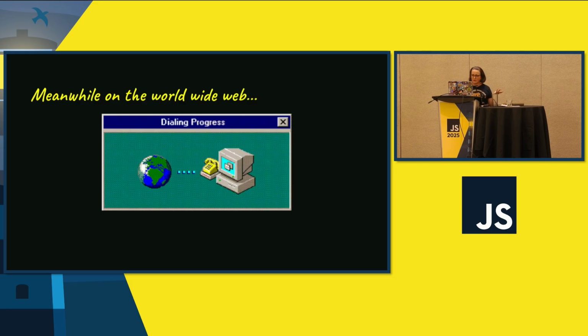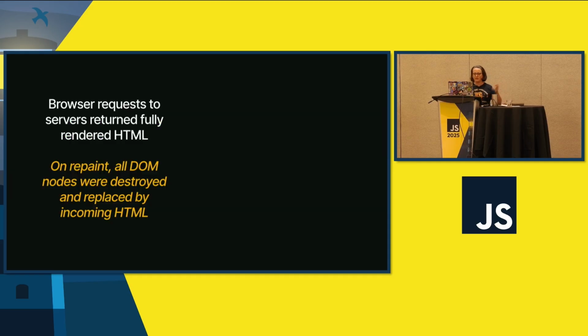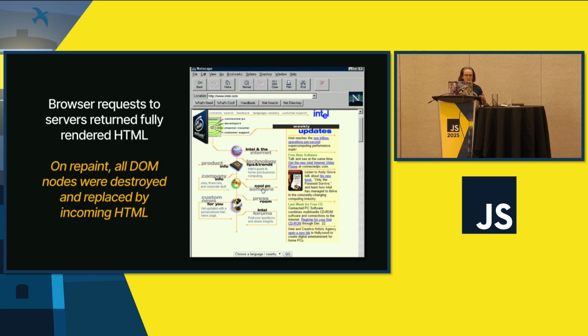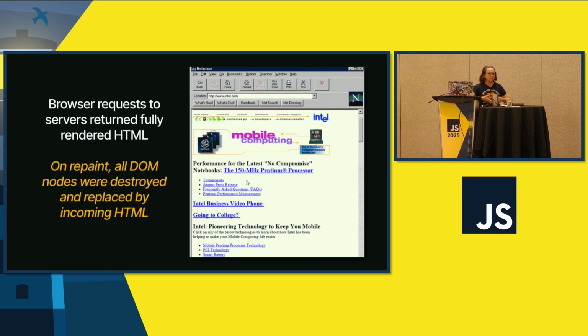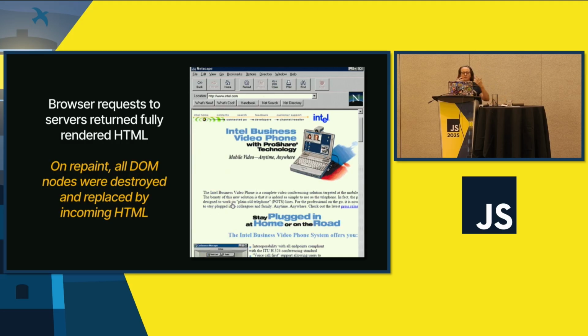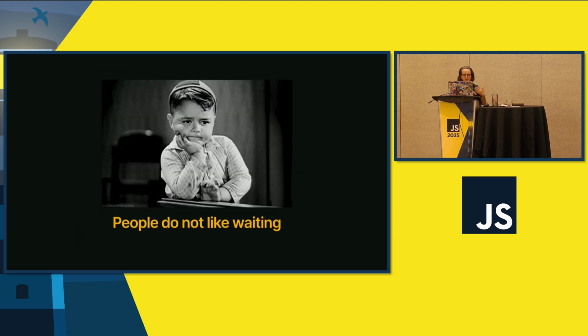Meanwhile, on the World Wide Web, some of you are old enough that you're hearing that dial-up sound in your head right now. The early internet was mostly just read-only, and user interactions caused postbacks. And then the server is the one that reconciled the state. It would just send the whole page in, so we'd see these full postbacks. On repaint, the entire DOM would be destroyed, so you'd request the new page, it'd come in, the whole DOM would get destroyed and repaint the whole screen. So you get that full page postback. The data was consistent, but the users had to wait, right? And people are not patient.